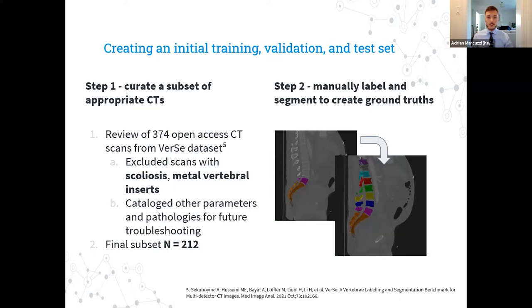So when curating this data set, my first step was to review 374 open access CT scans from a data set called VERSE, and exclude any features that would confuse our initial neural network. So these were things like scoliosis and metal vertebral inserts. And after this initial review, we yielded about 212 CT scans for our initial AI. And the second step was to manually highlight and identify our included set slice by slice to create these ground truths. Next slide, please.